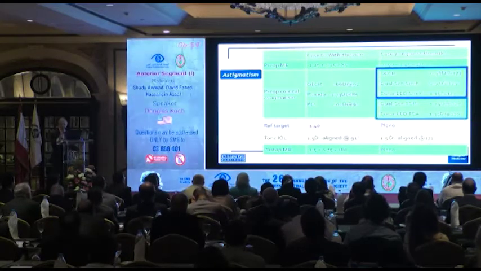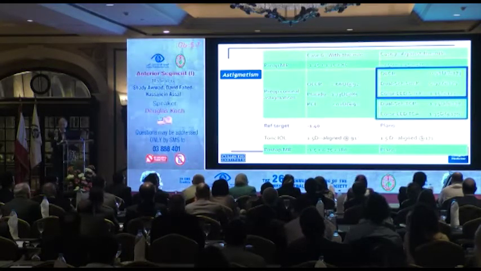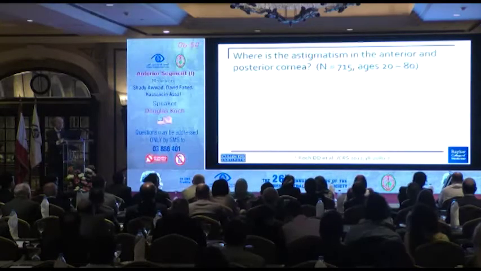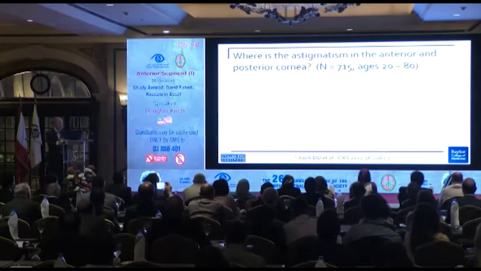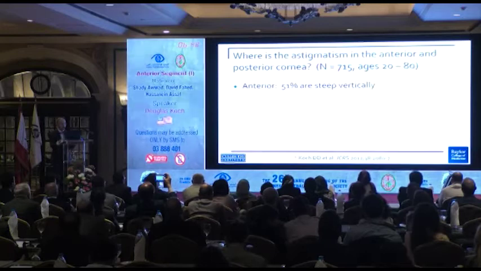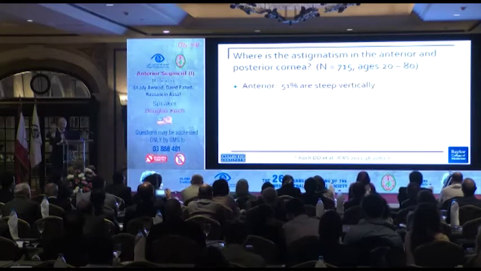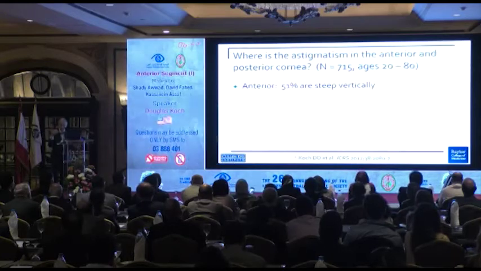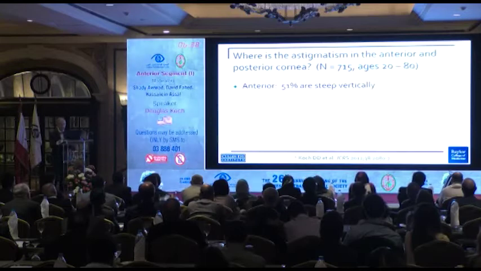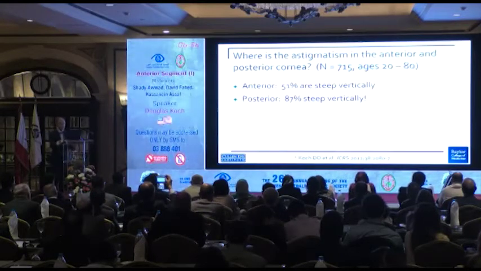So in the first case, I didn't take into account the posterior cornea. In the second case, I did. So what is the astigmatism of the human cornea? Well, in the anterior cornea, it tends to be steep vertically when we're young, and it's against the rule. It goes steep horizontally as we age. And it's remarkable what a consistent pattern I see in my patients and have experienced personally.